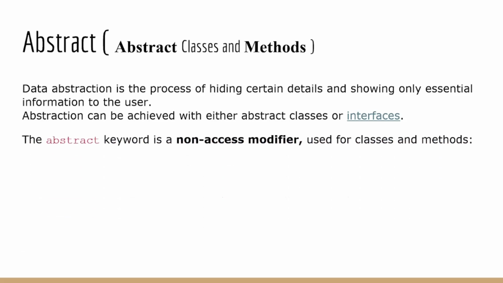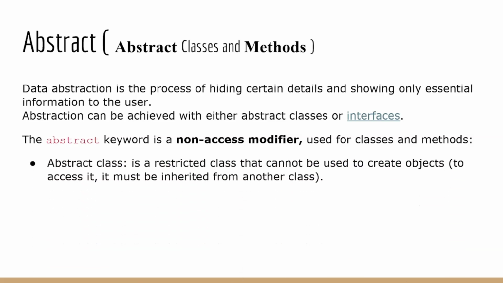How to define an abstract class? If you are a programmer, you already know we need to give the keyword abstract, then pass the class name. Note that the abstract keyword is a non-access modifier used for classes and methods. You need to remember an abstract class is a restricted class that cannot be used to create objects. To access it, it must be inherited by another class.